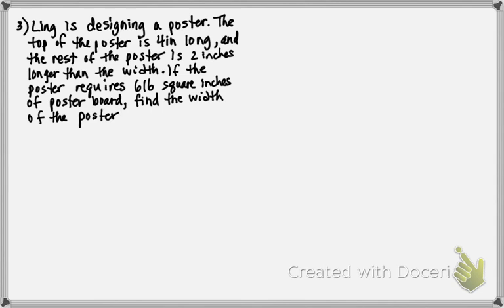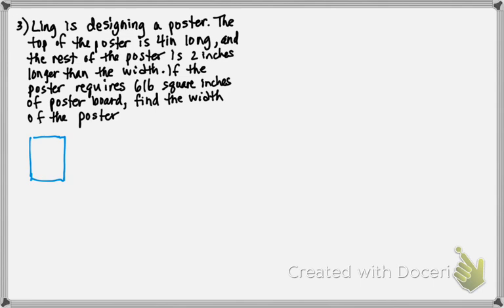Okay, so this is where things get ugly sometimes, because we get some obnoxiously large numbers. So first things first, draw a picture of what the situation is. So I'm going to draw a poster board. It's a rectangle. It says the top of the poster is 4 inches long. So that is 4 inches. And then it says that the rest of the poster is 2 inches longer than the width. Oh, I labeled that wrong. Sorry, I need to read that better. When they were talking about top, they weren't talking about dimensions. So let me do that again.